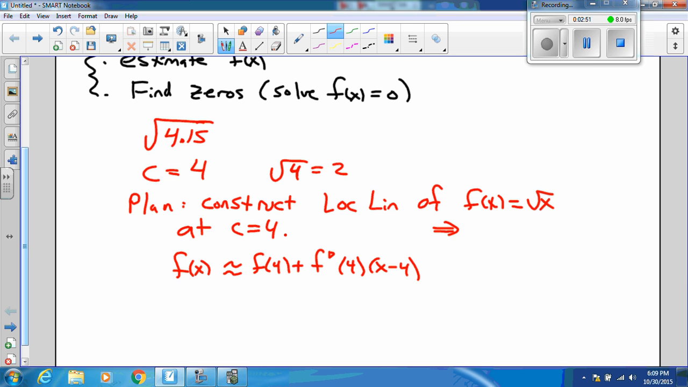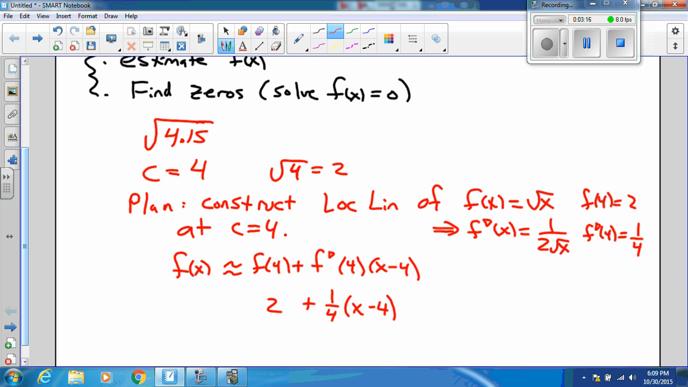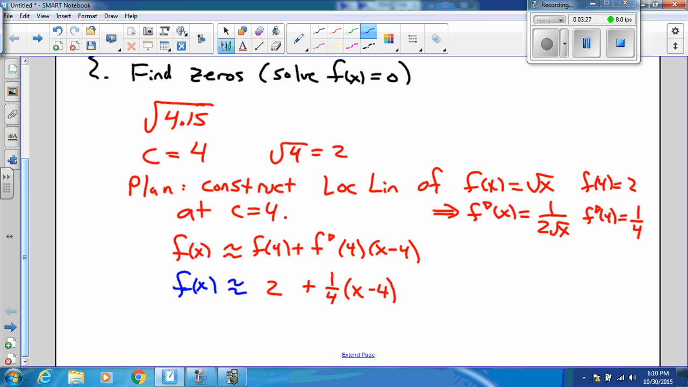And so, since f of x is the square root of x, we need also to compute f prime of x, which is 1 over 2 root x. And this allows me to immediately find the values. f of 4 is 2, and f prime of 4 is equal to 1/4. Plugging in here, I get 2 plus 1/4 of x minus 4. This is the local linearization, and for x's that are close to 4, it is a good approximation of the square root of x.